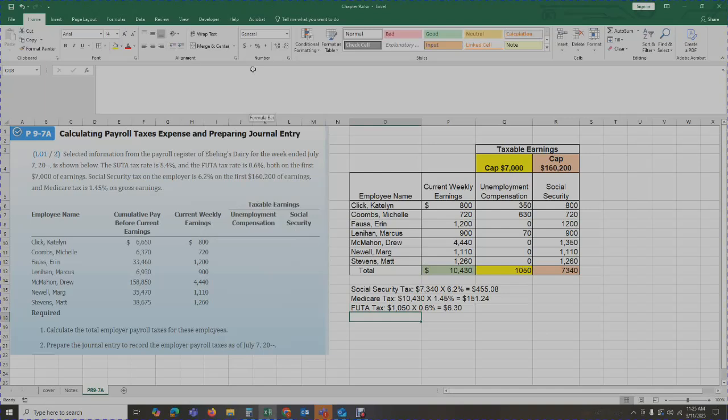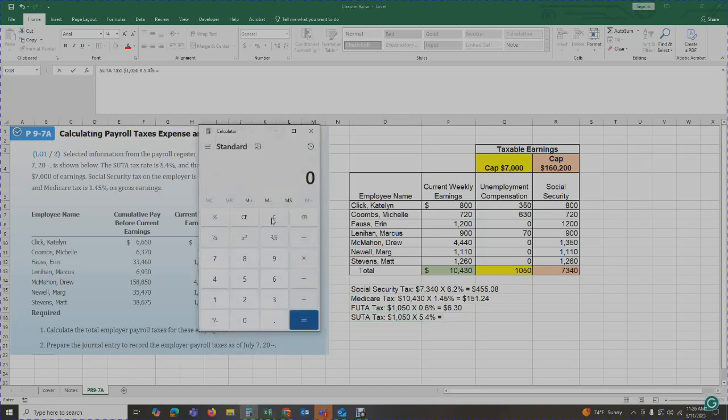Then last but not least, we've got our SUTA tax. Once again, we're going to pick up the 1,050. We're going to look at the unemployment compensation. That is for both FUTA and SUTA. And I'm going to multiply by my SUTA rate. The SUTA rate given is 5.4%. So we're going to calculate 1,050 times 5.4%. That gives me 56.70.